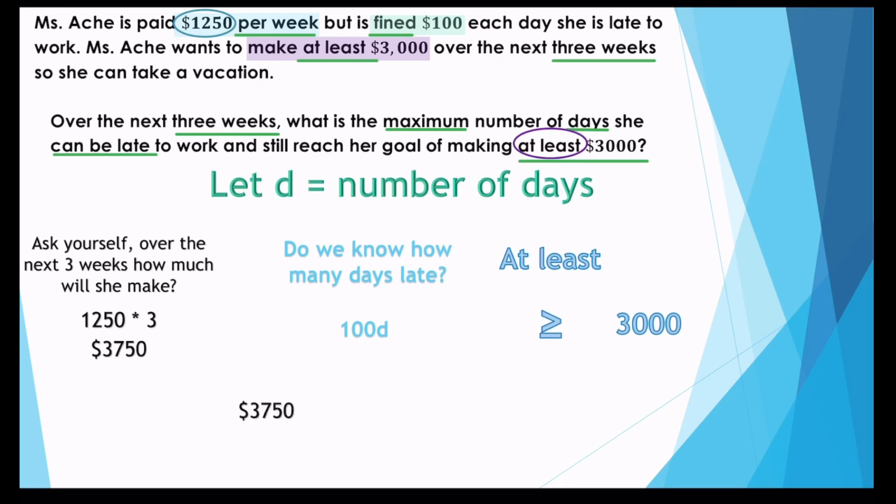We have 3,750 minus 100D. Why did I subtract? Well, that's why I underlined the word fine. When you're fined, you're losing that amount of money. And we know that it has to be greater than or equal to 3,000. Because remember, if we wrote our symbol the other way, she might make less, and then she's not going to be able to go on vacation.